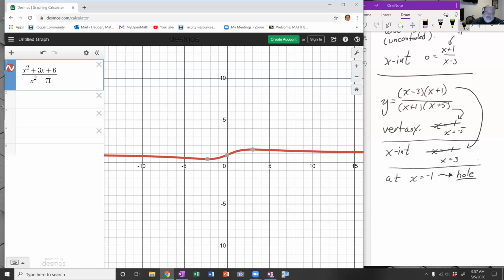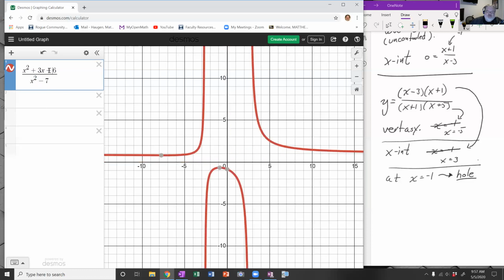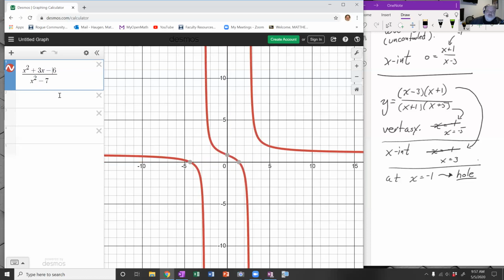So I encourage you to play with this. I would tend to recommend for a while, make sure what you're putting in the numerator and the denominator are factorable. That way you'll be able to see what you're looking at. But after a while, you should be able to just plug anything in there and have all kinds of fun stuff happening.